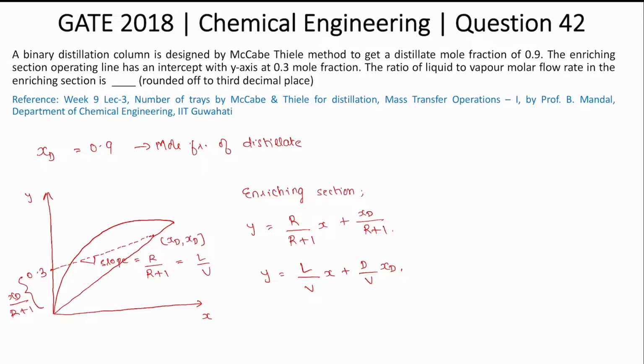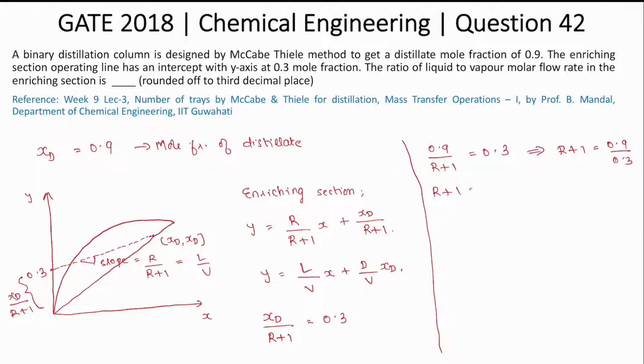So let us write down the data. xD by R plus 1, they have given us 0.3. So just substitute the value for xD. We'll have 0.9 by R plus 1 is equal to 0.3. And we can solve this equation to find the value of R, which is the reflux ratio. So we can get R is equal to 2.